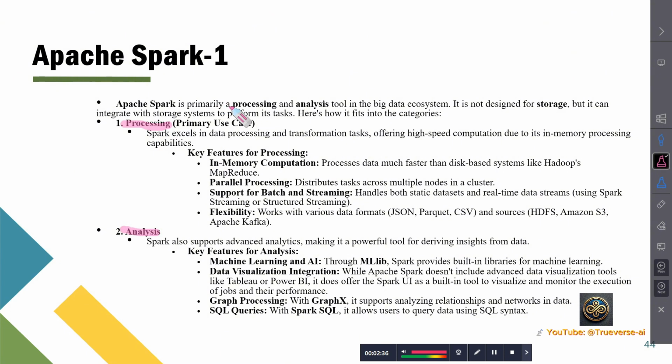So this is primarily a processing and analyzing tool, and it is not designed for storage. But we can integrate it with some storage system to perform its task. But mainly, for storage, it is not good. If you want a distributed storage system for big data, you need to look at Hadoop and other things. But when you come to processing and analyzing big data, we already discussed the meaning of this for big data analyzing. So far, we discussed that, and we will talk again more about that.